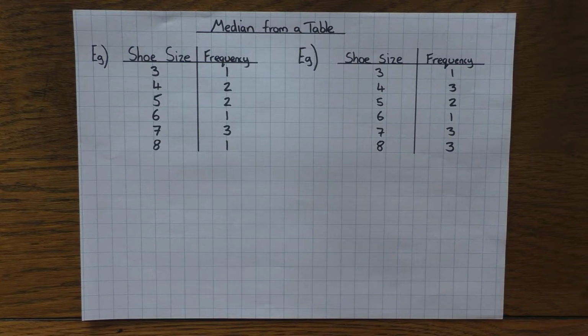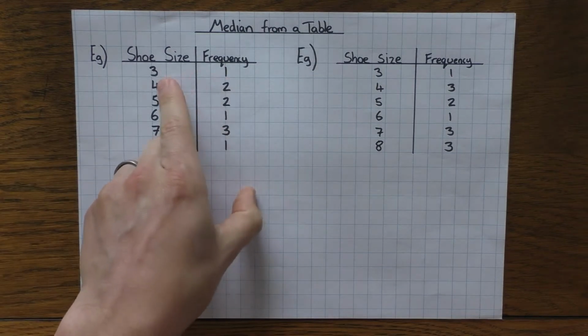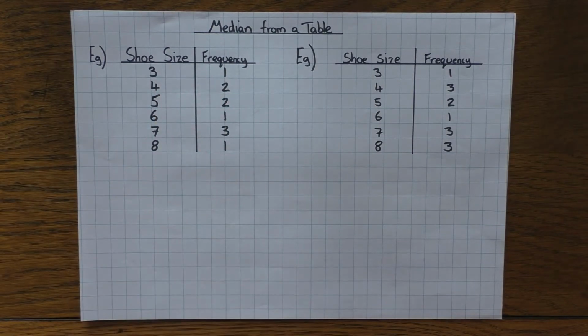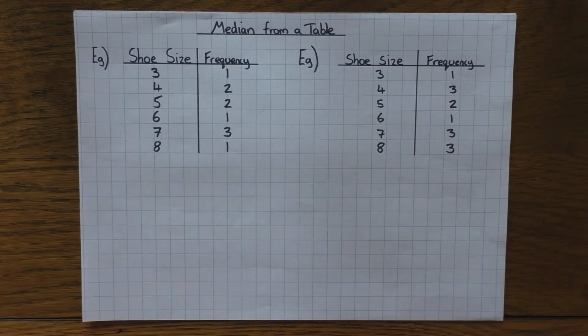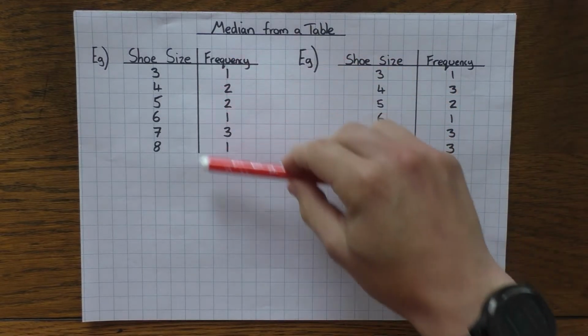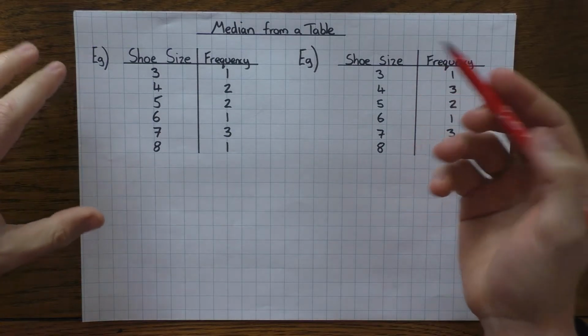The first one here, I've just got a very small table, so I've got the shoe size of 3, 4, 5, 6, 7, 8, and I'm told the frequency for each one. Remember, frequency just means how many. So this means I have 1 three, I have 2 fours, I have 2 fives, and so on. And that is actually what you do for the first method. When you've got a low frequency, like I do in this case, what you can do is take it out of the table and write it as a list, which most people are very happy to work out the median from. So let's do that first then.